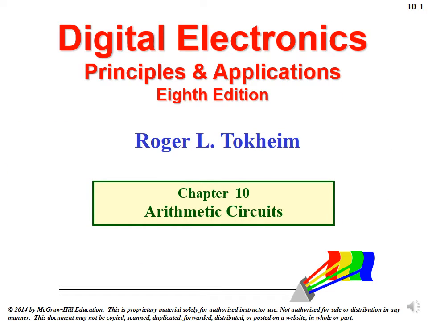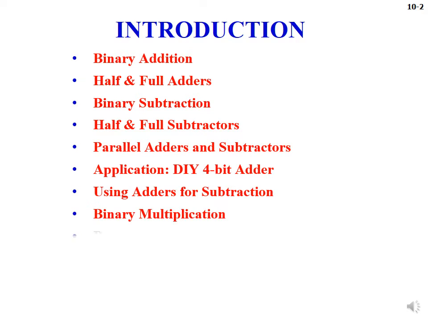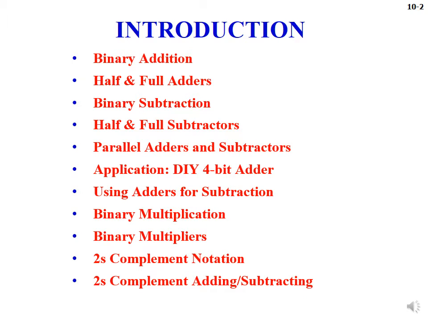Arithmetic circuits, however you want to pronounce it. In this chapter we talk about binary addition, half and full adders, binary subtraction, half and full subtractors, parallel adders, and so on. The biggest thing that's going to be most confusing about this aspect is going to be our 2's complement notation, but we'll have plenty of chance to get to that, and don't worry about it. We'll get there when we get there.